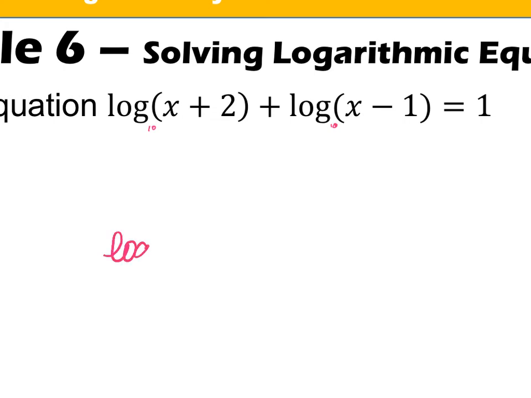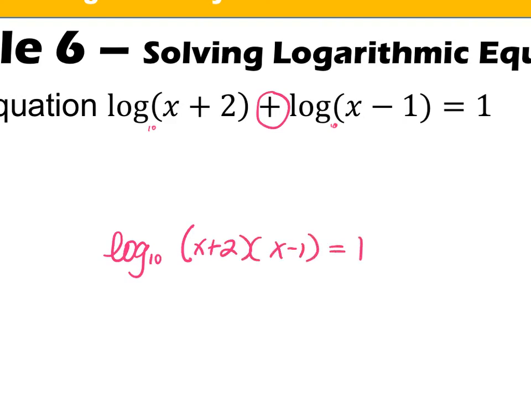So log, I could write log 10. What's being done between these two logs? Multiply. What's being done in the problem? Addition. Well, when I smush stuff back together, addition becomes multiplication. Do you guys agree? I can write this as x plus 2 times x minus 1.